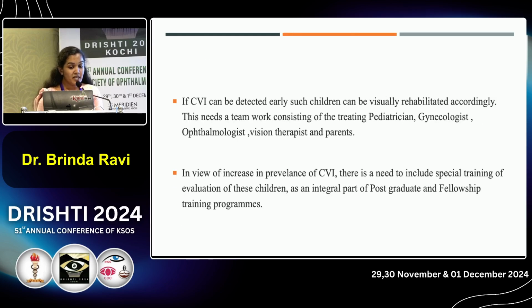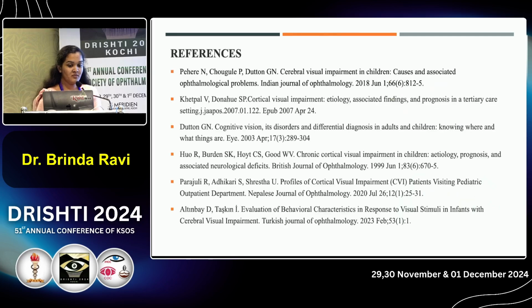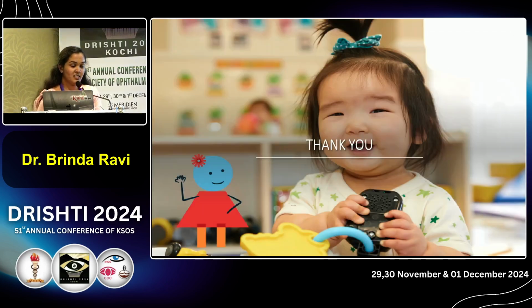If CVI can be detected early, such children can be visually rehabilitated accordingly, and this needs teamwork consisting of the treating pediatrician, gynecologist, ophthalmologist, vision therapist, and the parents. In view of the increase in the prevalence of CVI, there is a need to include special training in the evaluation of these children as an integral part of postgraduate and fellowship training programs. These are my references. Thank you.